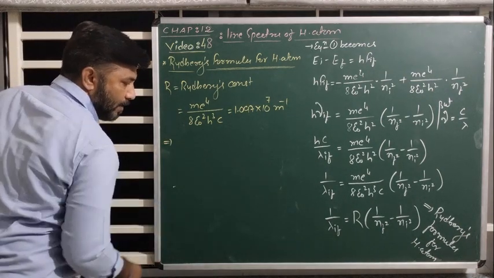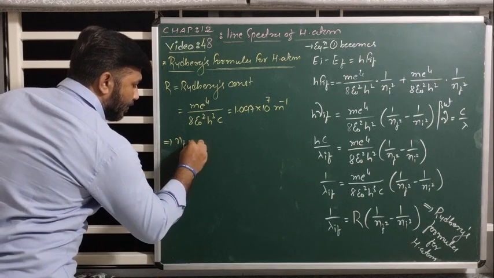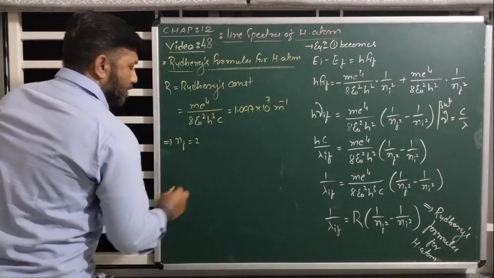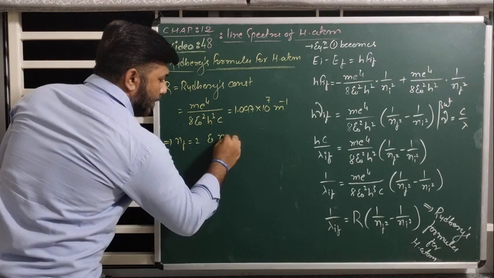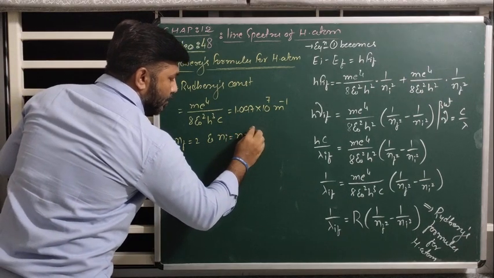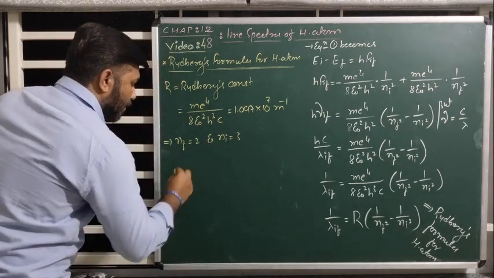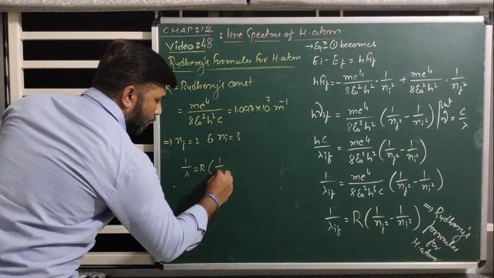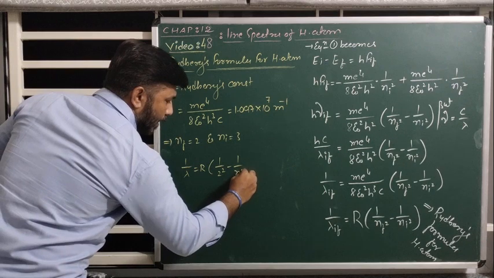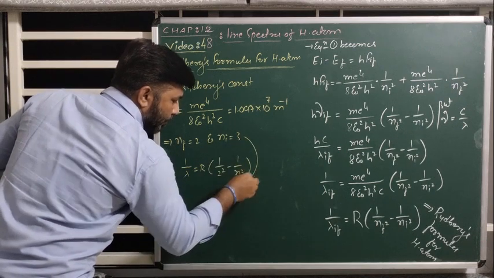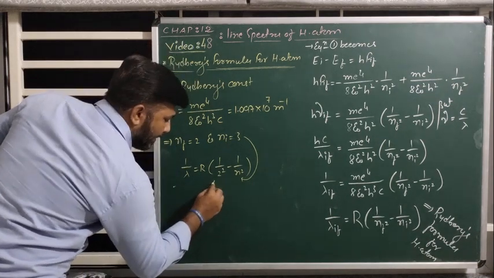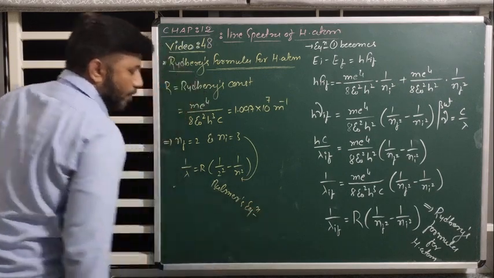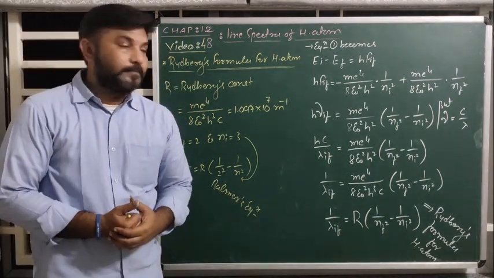So in this equation, take NF equal to 2. That means the low energy level is N equal to 2, and NI, the high energy level, is N equal to 3. So you will get the Balmer series, that is 1 upon lambda is nothing but R times (1 upon 2 square minus 1 upon N square), where N you have to take as 3. So it is nothing but Balmer's equation or Balmer's formula for the hydrogen atom.